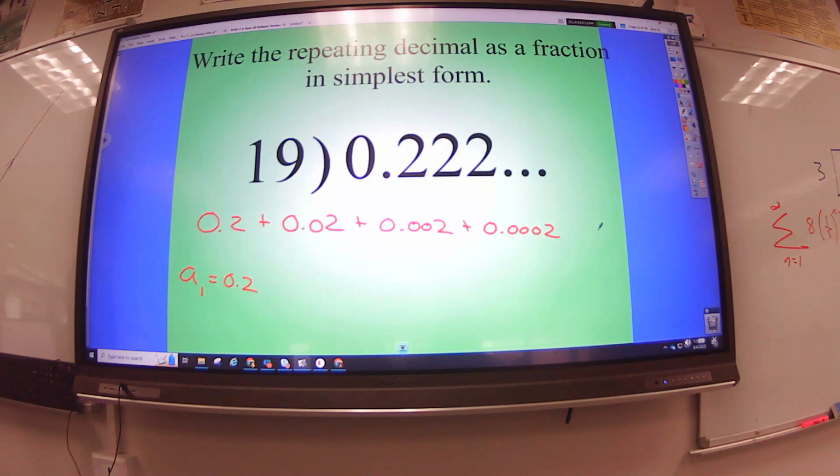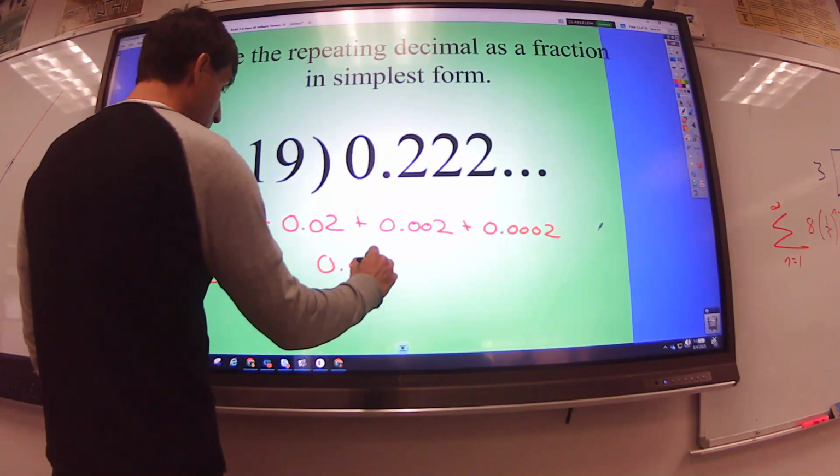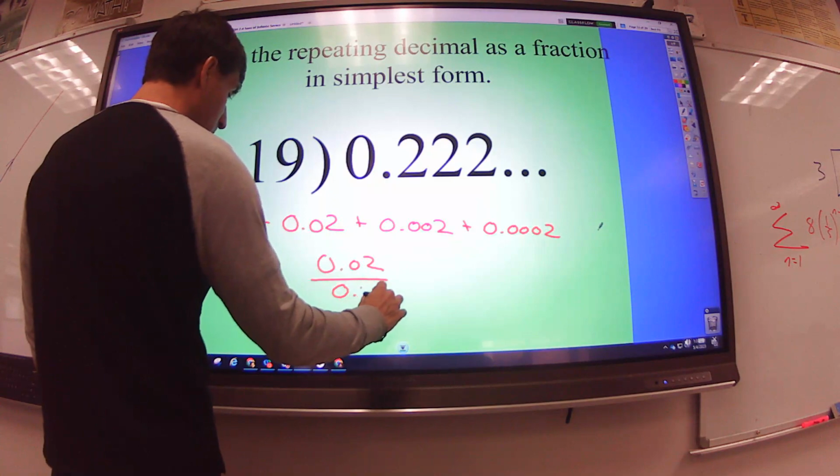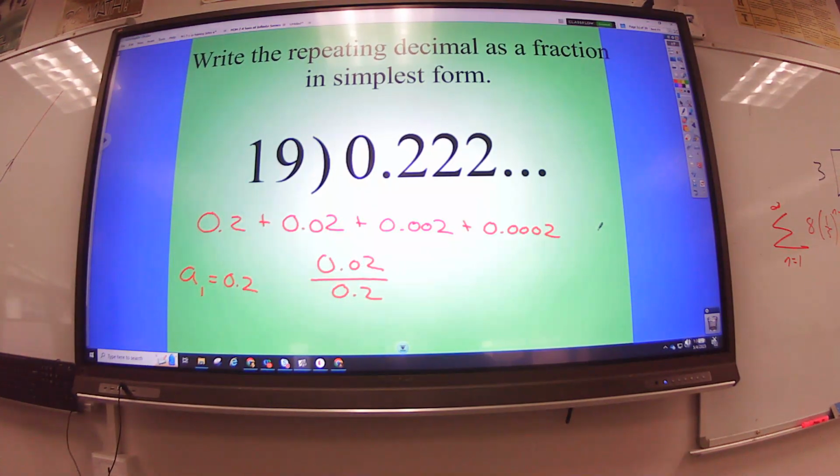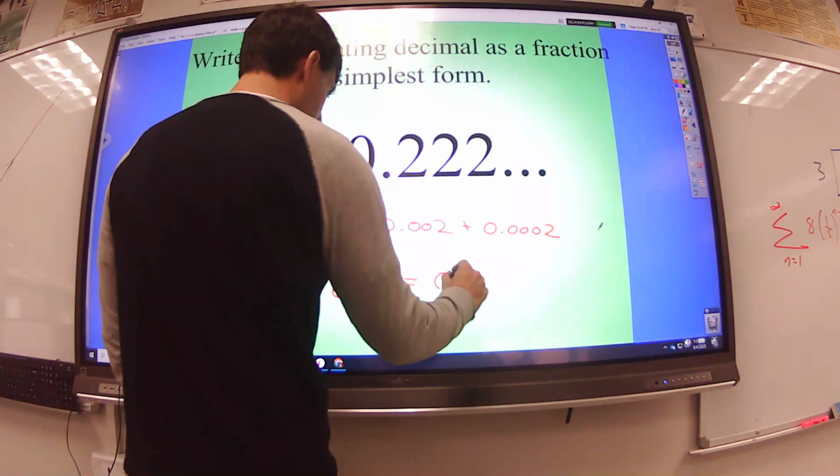How do you find the ratio? a sub 2 divided by a sub 1. 0.02 divided by 0.2. What do you get? Julian, $1 million. Is it 0.1 or 0.01? I think 0.1. I think Julian's wrong. $1 million back. Sorry. 0.1? Yeah, 0.1.